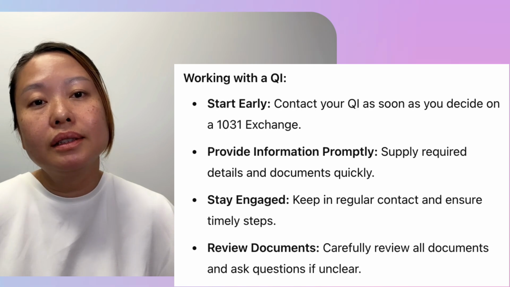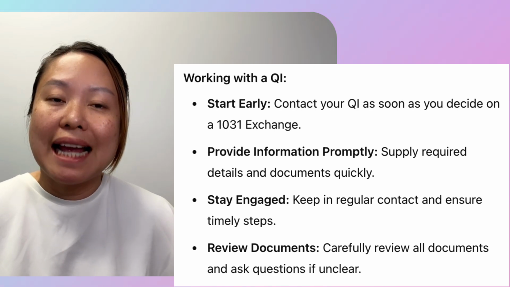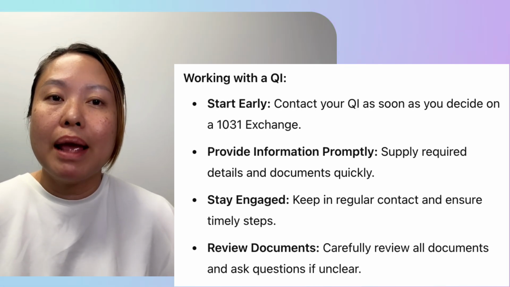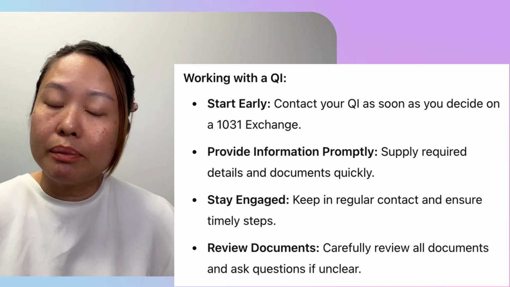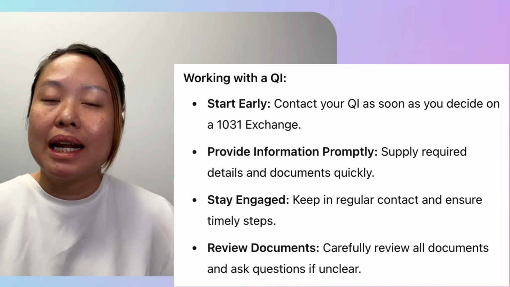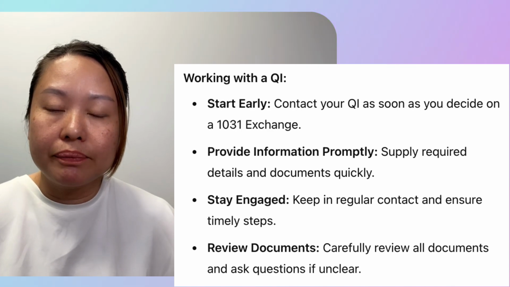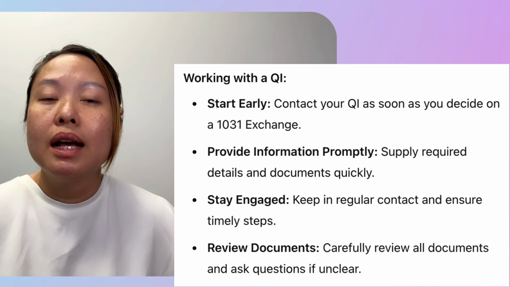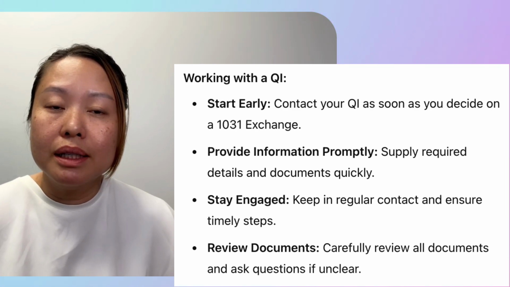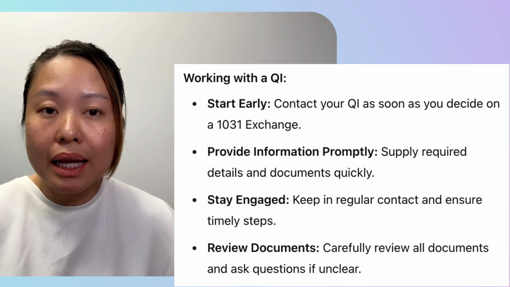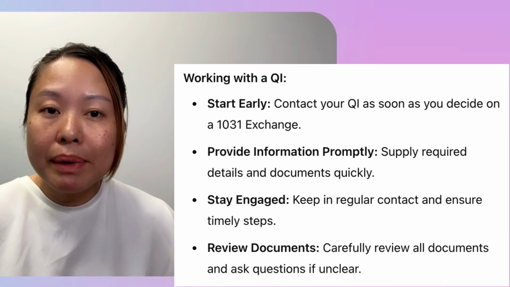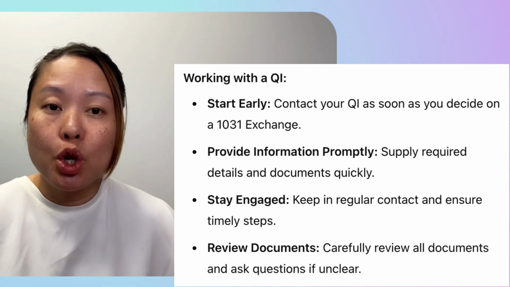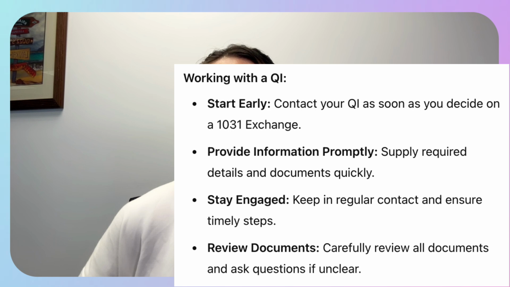The third tip is to stay engaged and informed. Keep in regular contact with your QI throughout the process. Ensure you understand each step and all actions are completed within the required time frame. The fourth thing is to review all documents carefully. Carefully review all documents prepared by the QI. This includes the exchange agreement, assignment documents, and closing statements. Ask questions if anything is unclear.